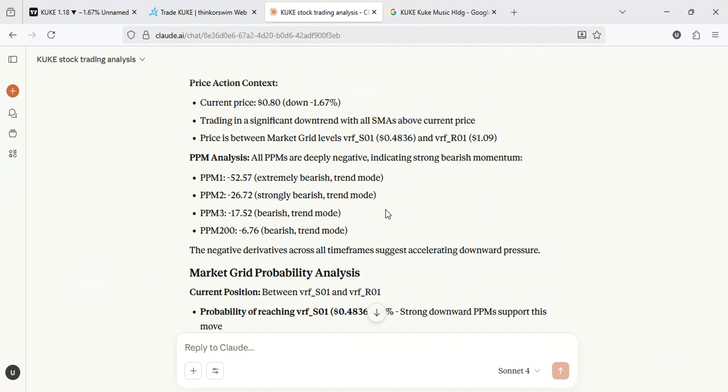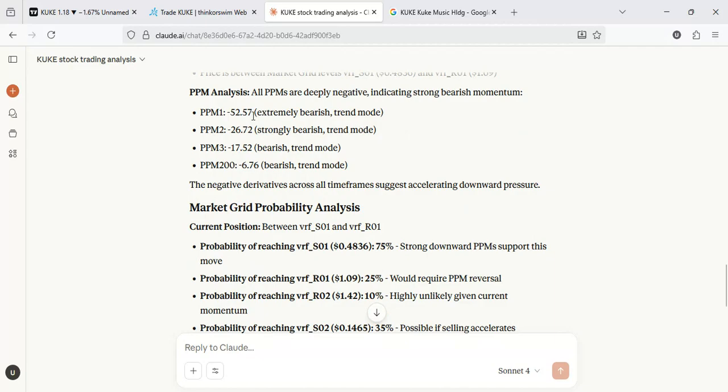The stock is between its market grid levels of 0.4836 and 1.09. So it's mixed up, but that's where it is, in between that range, 0.4836 and 1.09. The 10 period moving average is extremely bearish. The 21 period moving average is strongly bearish. The 40 period moving average is in bearish trend mode. The 200 period moving average is bearish as well.